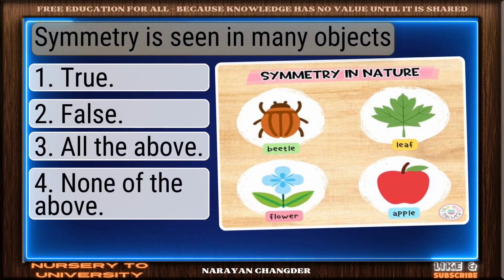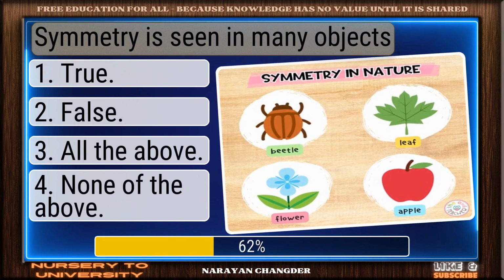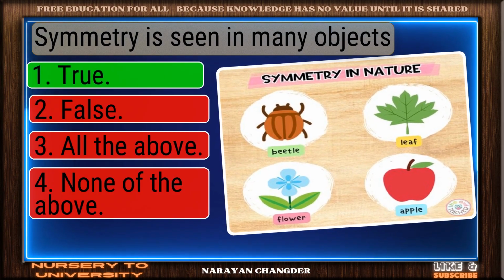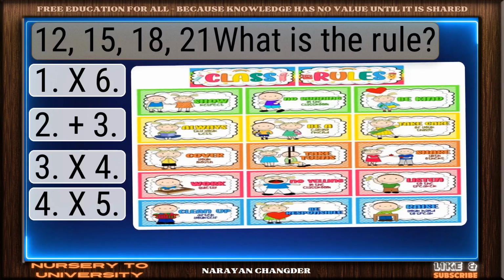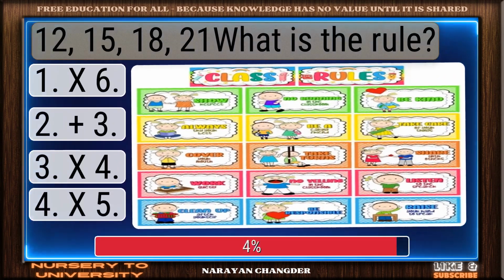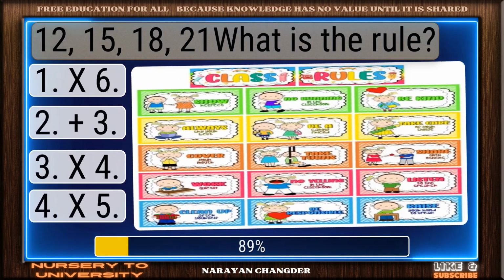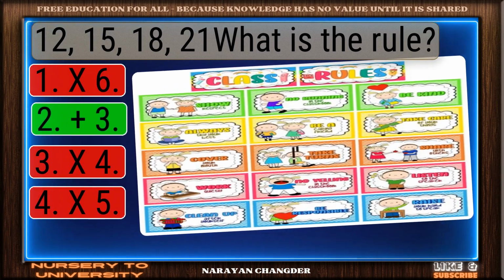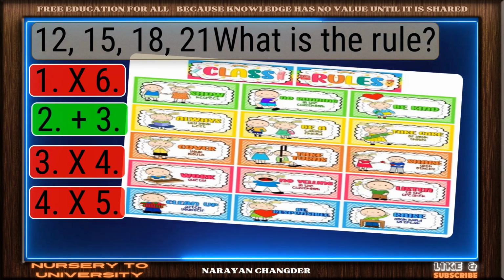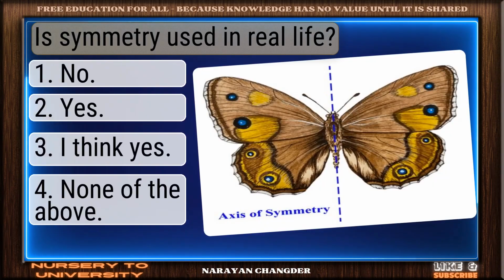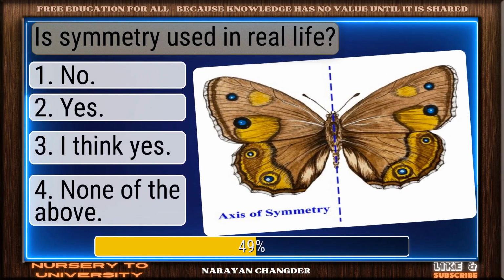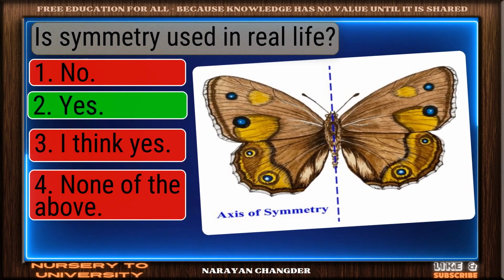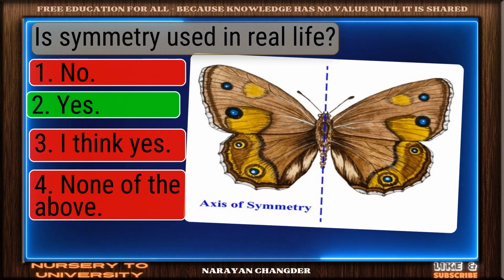Symmetry is seen in many objects. Well done. True is the right choice. 12, 15, 18, 21 is the rule. Right choice. +3 is the best answer. Is symmetry used in real life? Excellent choice. Yes is the right answer.